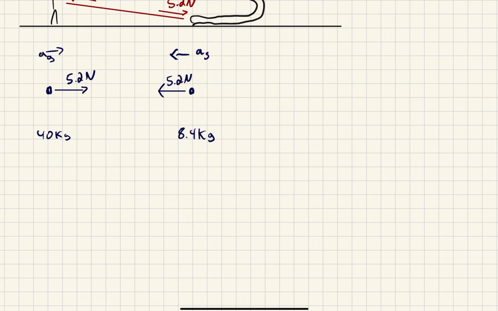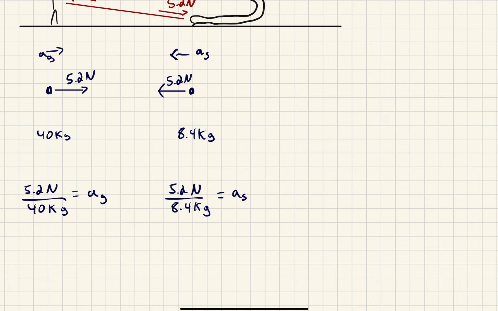So that is going to be 5.2 newtons divided by 40 kilograms is equal to the acceleration of the girl, and 5.2 newtons over the 8.4 kilograms. And that's going to be the acceleration of the sled.